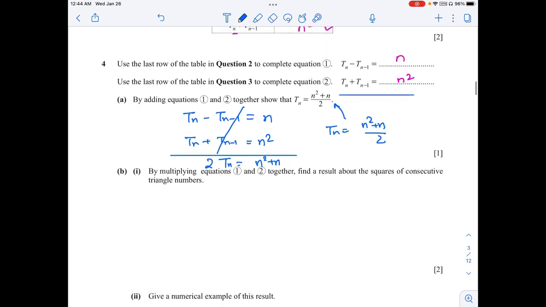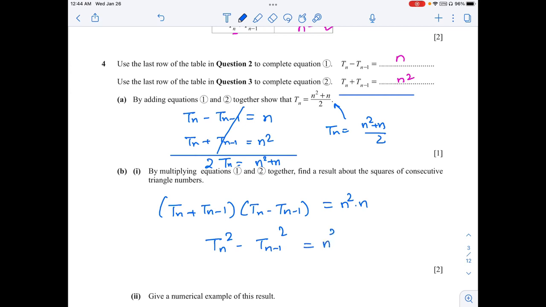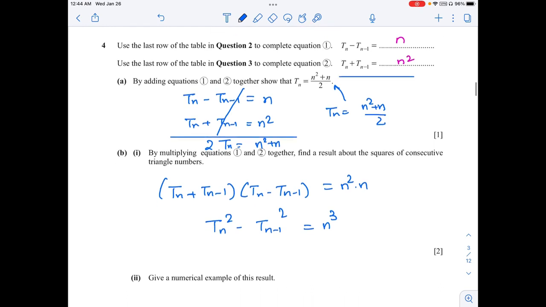By multiplying those equations, I think it is in the form of a plus b times a minus b. A plus b times a minus b formula is nothing but what? a square minus b square. So here it is Tn square minus Tn minus 1 square, equal to n square times n, which is n cube. So we got this new formula.